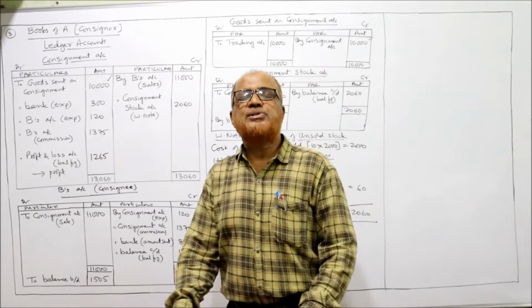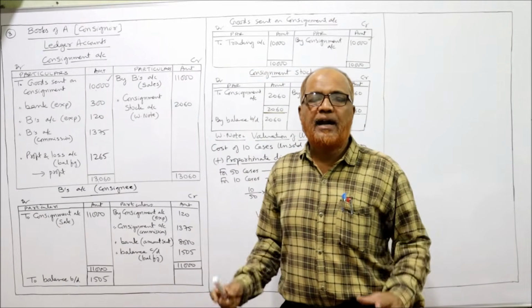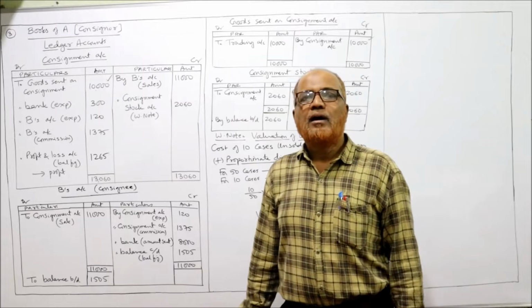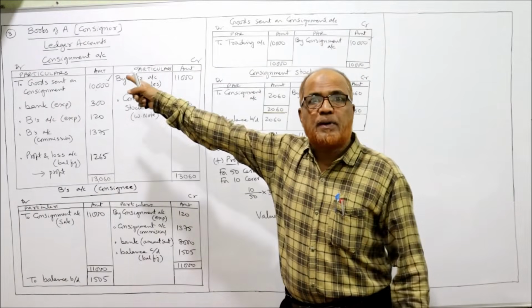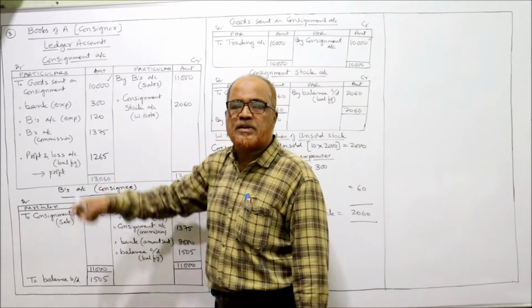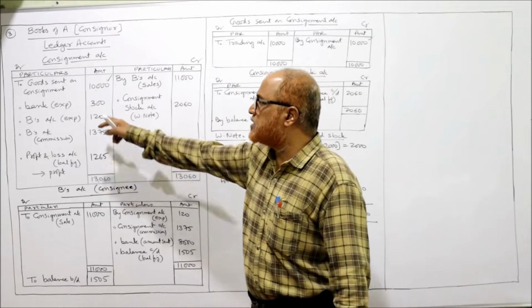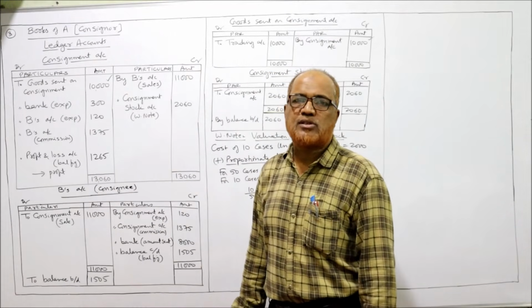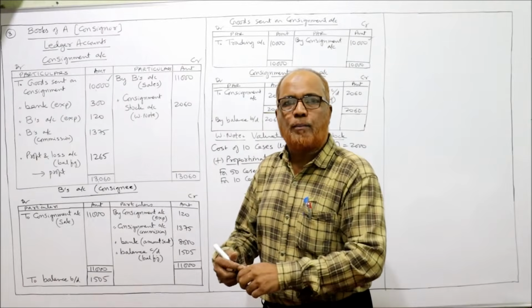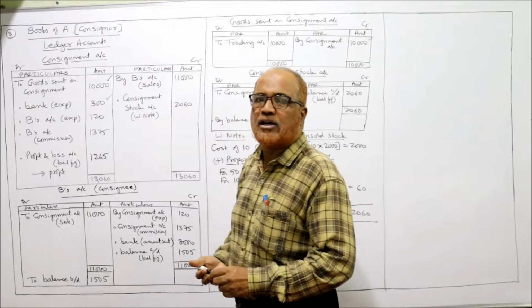Second entry, expenses paid. When expenses are paid, the entry will be consignment account debit to bank. Who is paying the expenses? A is paying. Consignor is paying the expenses. How much are the expenses paid? 300 given in the problem. The consignor paid 300 rupees expenses. So consignment account debit to bank. Debit side to bank expenses 300. Come on, 2 entries over.